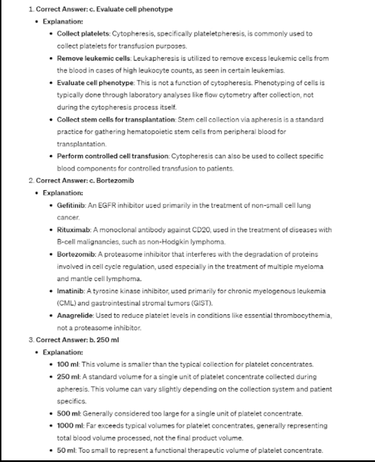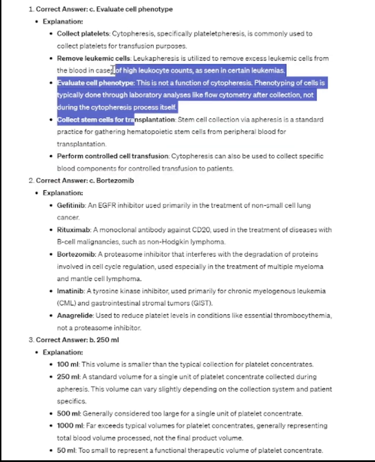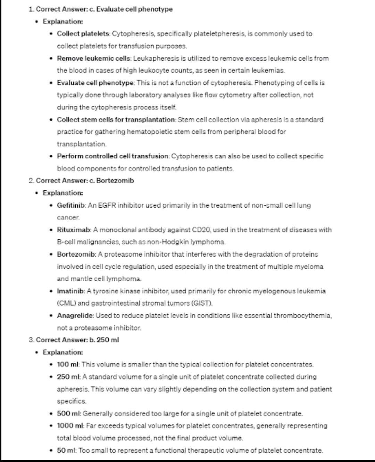Evaluate cell phenotype. This is not a function of cytophoresis. Phenotyping of cells is typically done through laboratory analyses like flow cytometry after collection, not during the cytophoresis process itself. Collect stem cells for transplantation. Stem cell collection via apheresis is a standard practice for gathering hematopoietic stem cells from peripheral blood for transplantation. Perform controlled cell transfusion. Cytophoresis can also be used to collect specific blood components for controlled transfusion to patients.